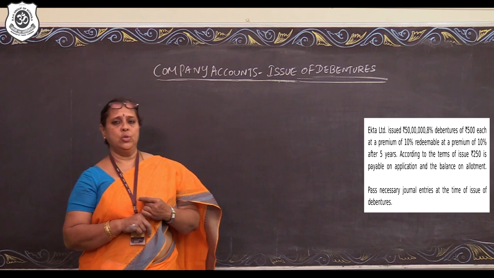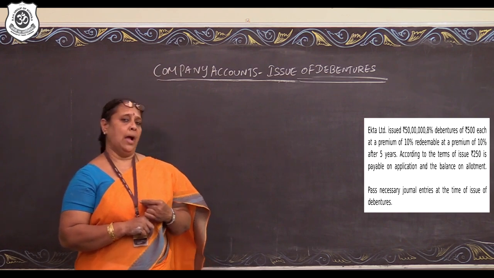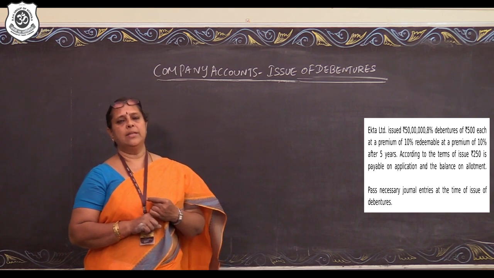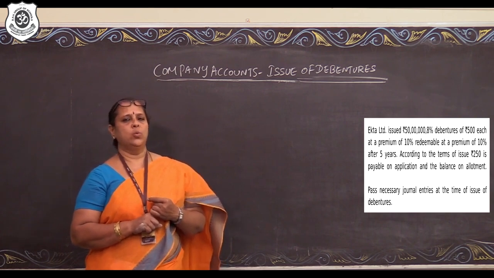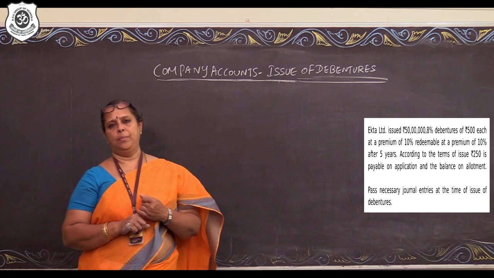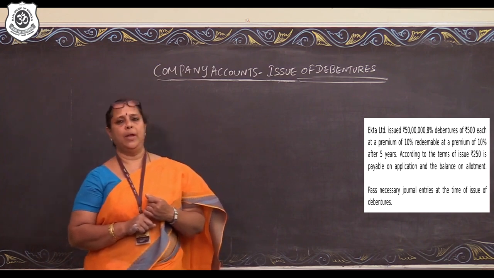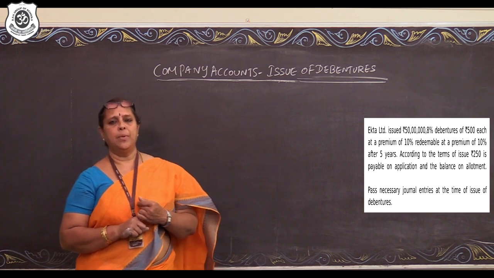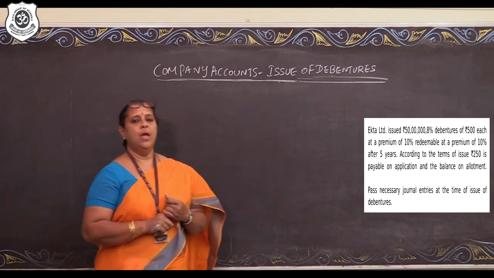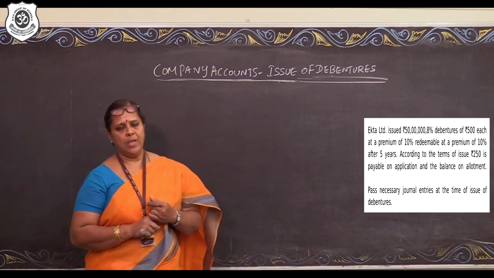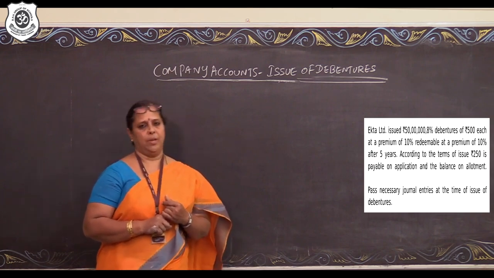Now the company is issuing the debentures at a premium and redeeming the debentures at a premium. And the debentures are issued in 2 installments, 1 application, 2 allotment. Application money is 250 rupees and the balance to be paid in allotment. Please remember, when there is a premium, premium is always excluded from the face value. So, face value plus premium.